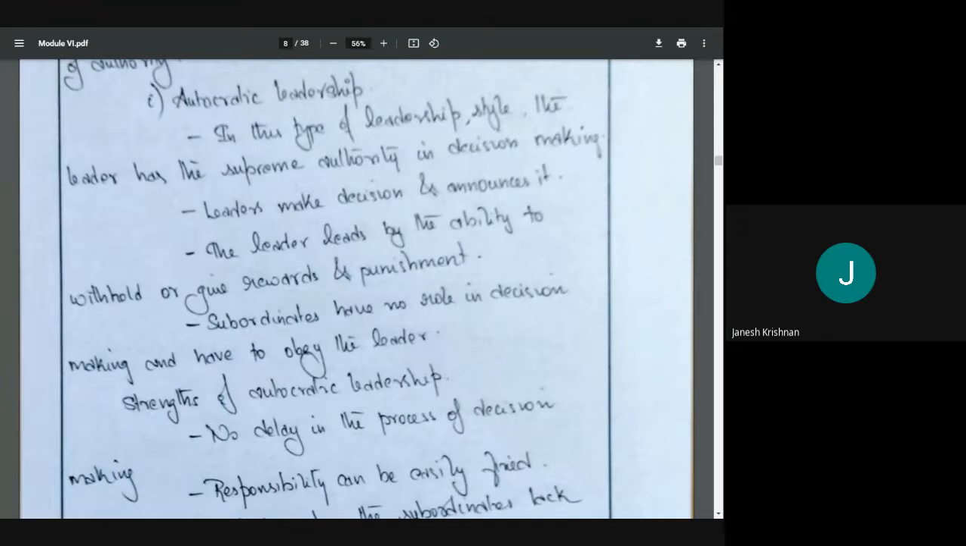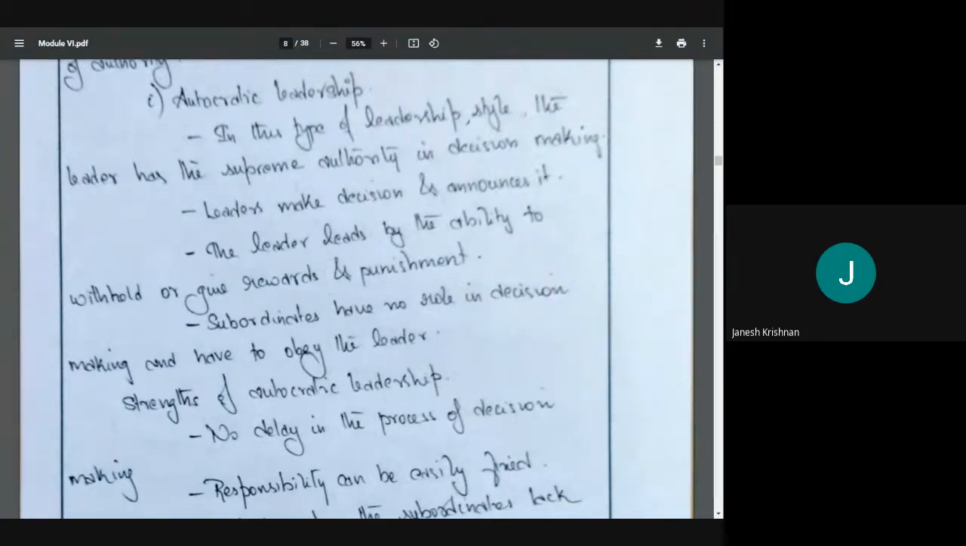So what happens in the autocratic leadership style is that the leader has the supreme authority in decision making. The leader is the one who makes all the decisions, and announces them. Again, like in our 500 pens case, the leader will say, "You have to make 500 pens." No other thing. You have to make 500 pens.